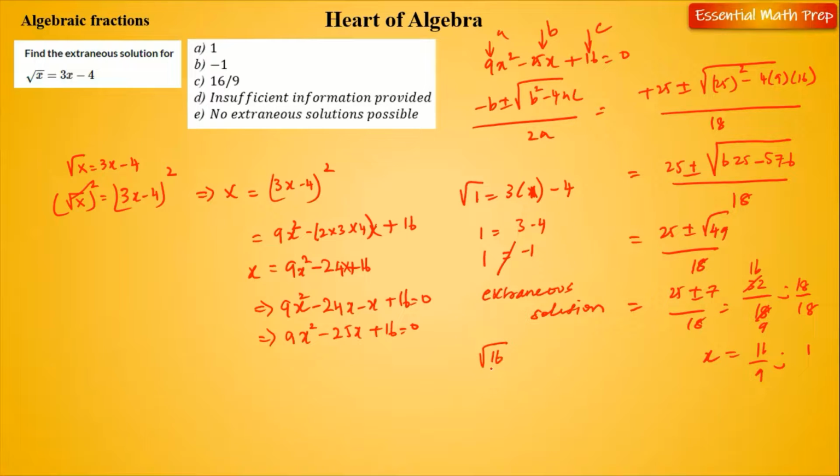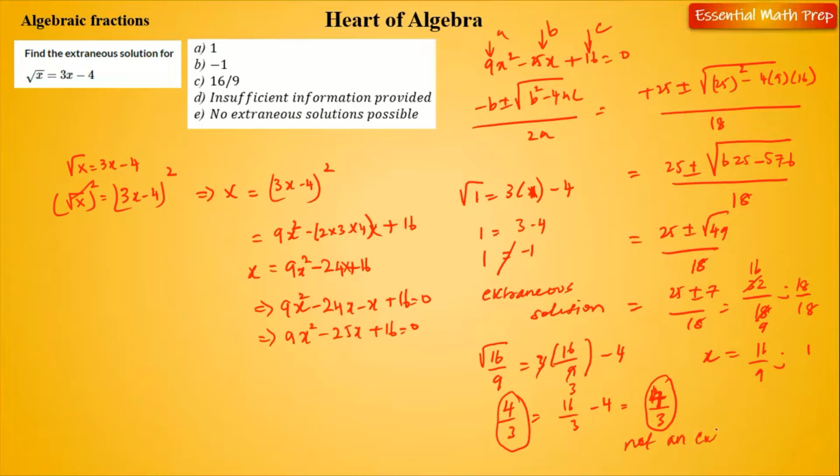So you substitute square root of 16 over 9 equals 3 times 16 over 9 minus 4. So this will be square root of 16 over 9, which is the same as 4 over 3, equals 3 times 16 over 9, so that's 16 over 3, minus 4. That's 16 over 3 minus 12 over 3, right? So 16 minus 12 is 4, so 4 over 3. So 4 over 3 equals 4 over 3. So this is not an extraneous solution.